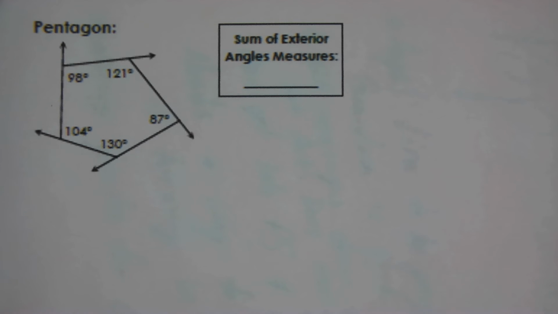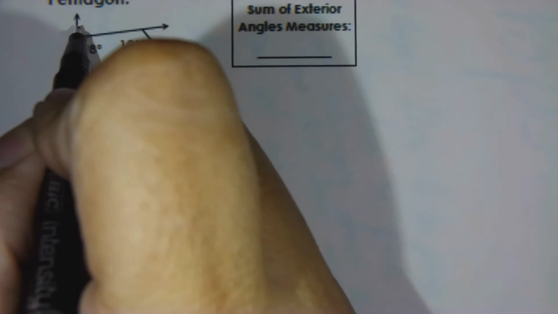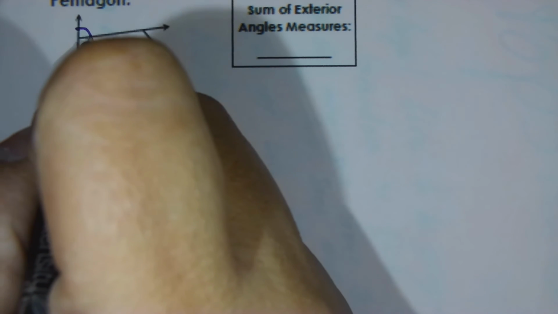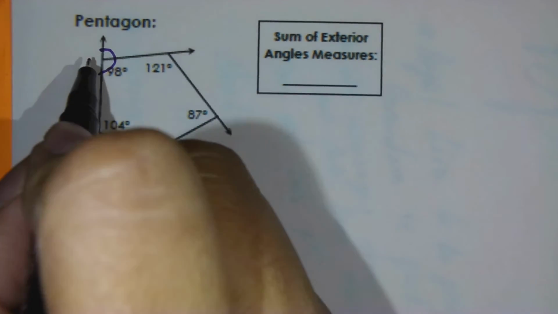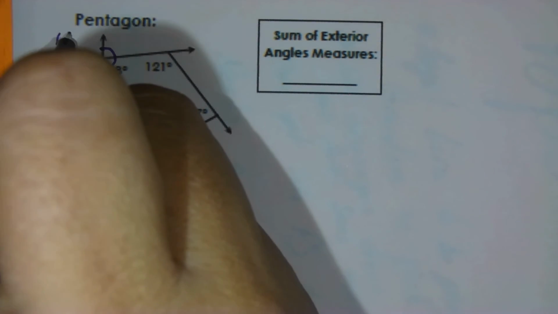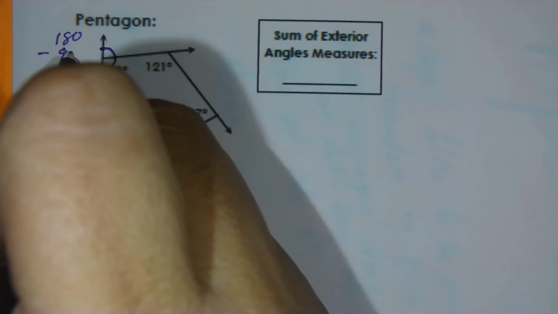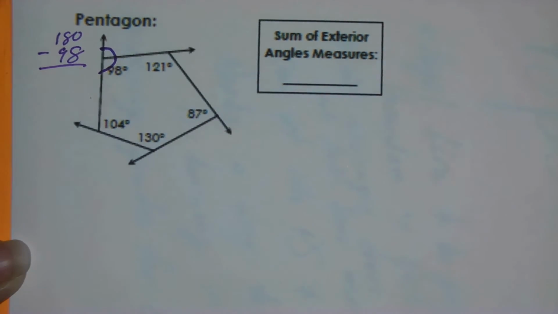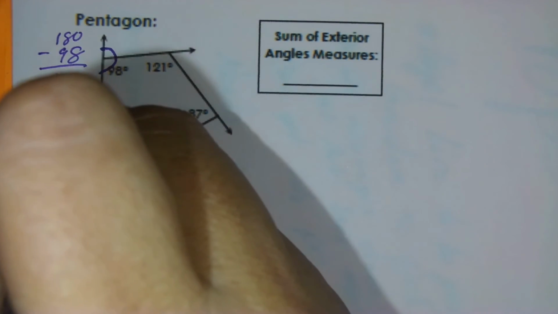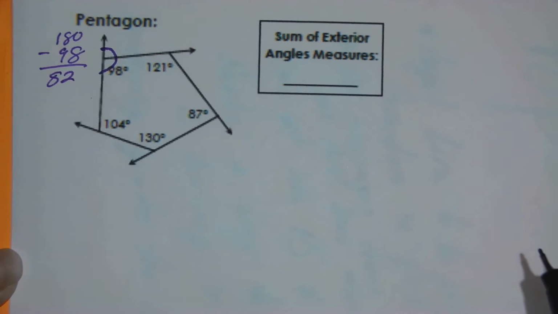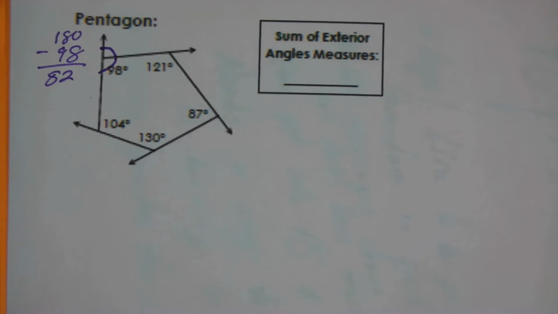Look at a pentagon. We're going to do the same thing again. We're going to start with this top corner right here. That has to do with that 98. So this is supplementary. So we're going to do 180 minus the 98. And you should get 82. Now we're going to do the other one. And you're going to repeat this process for all the angles.